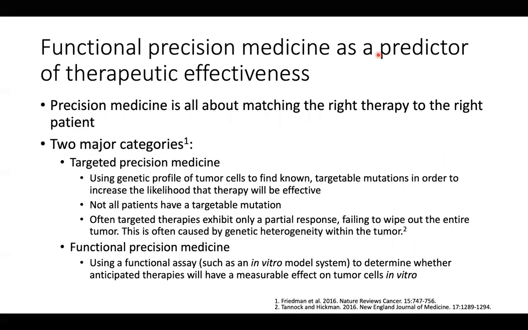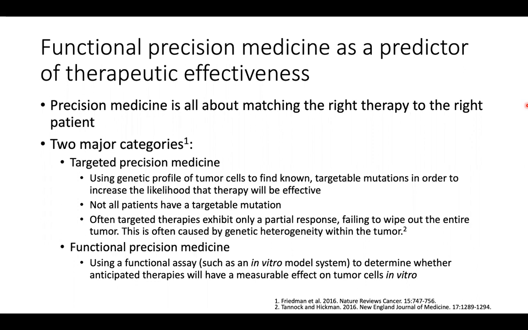I know we all know that this is what precision medicine is all about, but I want to start by discussing two important categories that were defined by Friedman et al. in 2016. The first is targeted precision medicine. This uses the genetic profile of tumor cells to identify targetable mutations for which the best therapy is already known. This is often what we are thinking about when we talk about precision medicine.